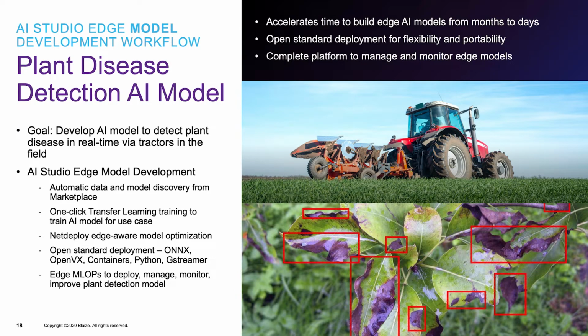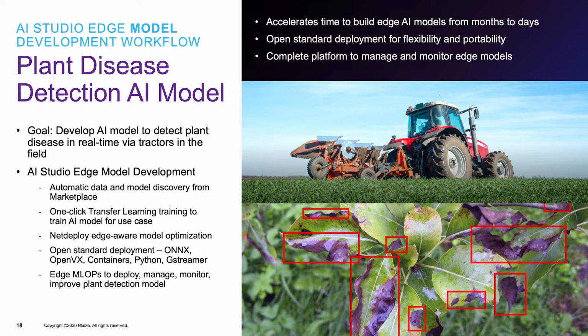In this demo, we will focus on the complete end-to-end AI model development workflow in AI Studio, starting with discovering models and data relevant to this use case, transfer learning, training these off-the-shelf models with one click, optimizing the models for running accurately and efficiently on the tractor in an open standard format, and then managing these deployed models in the field with Edge MLOps.